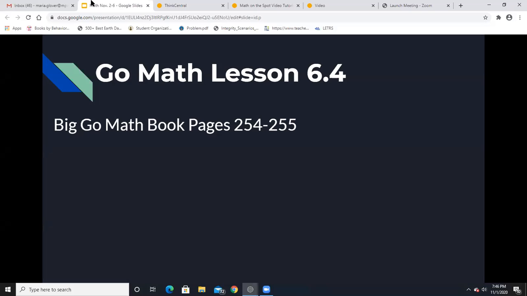We are going to be working from Go Math Lesson 6.4, and I will be teaching from pages 254 to 255.